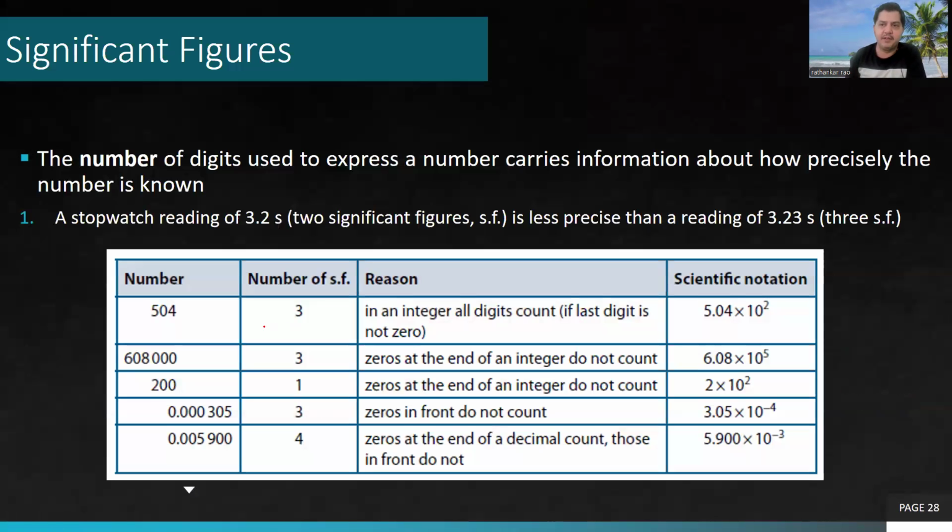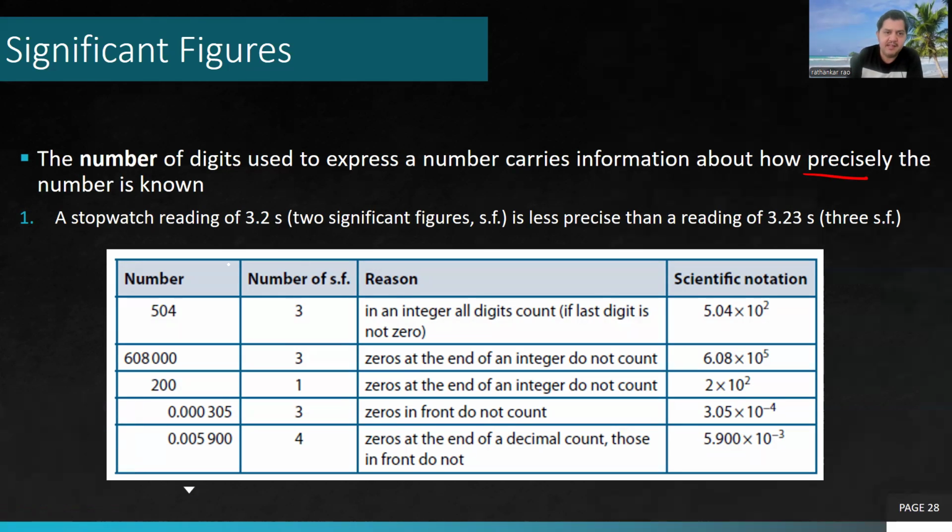What is a significant figure? A significant figure is the number of digits used to express a number which carries information about how precisely a given number is known. What do you mean by precision? Let me choose my pen over here.